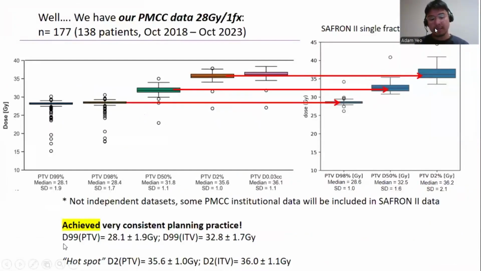It's not just the absolute minimum. According to ICRU 91, we call near minimum D99 to D98, which is achieved at 28 gray. And in the ITV, we further increase to 33 gray. So already we see a 130% increase there. The hotspot is the near maximum, which goes even further up, up to 140% in the ITV as well as the PTV.